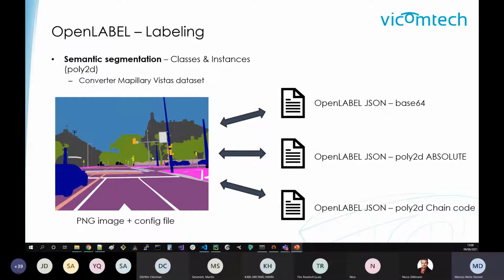Very quickly, the idea is that this dataset contains the information in the form of PNG images, plus some configuration files which explain or match the color of the images with class name and some other attributes. And we can convert this into OpenLabel JSON files. There are three options here, because there are different ways to express a semantic segmentation image. Let me show you very quickly.